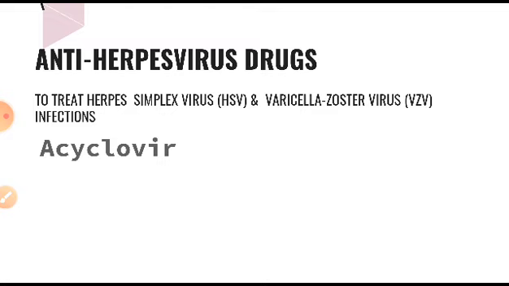So we'll start the description of one particular drug from each category here. First is the anti-herpes virus drugs, used to treat herpes simplex viruses, which we call HSV, and varicella zoster virus, which is called VZV infection. So these drugs are used against HSV and VZV viruses. Let's see about acyclovir.